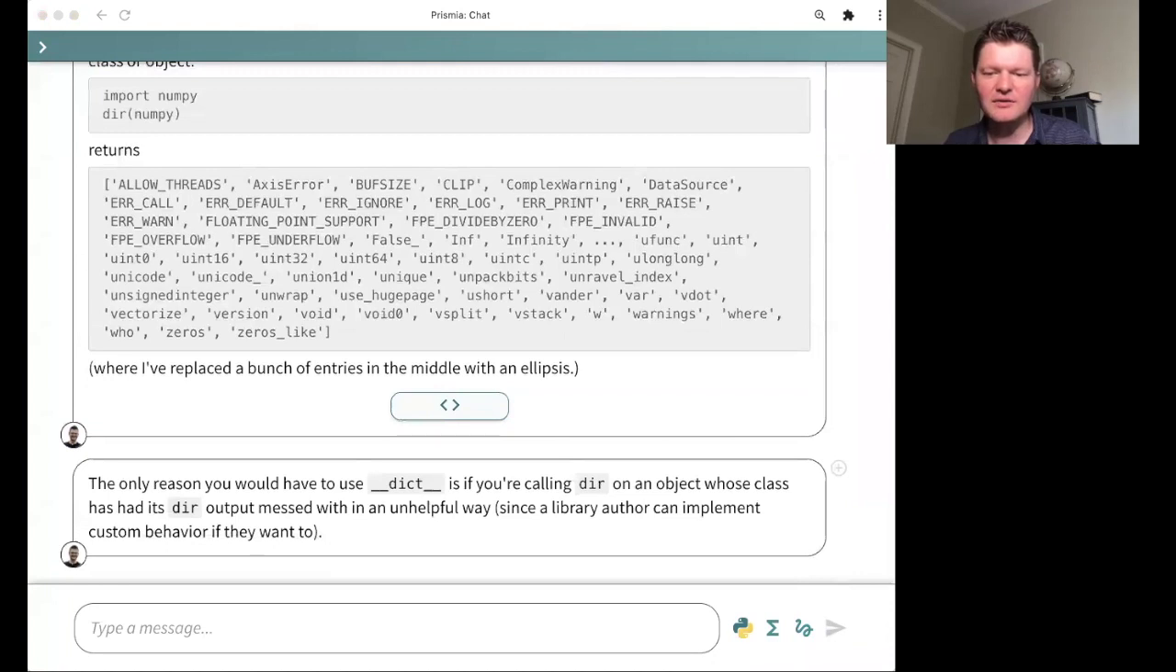In some cases, you do have to use dict instead because sometimes a library author has overridden the behavior of the dir function in such a way that it's not actually giving you all the attributes and it's less helpful for what you're trying to do at the moment. So you do kind of need both of those ideas if you want to have a comprehensive way of accessing all of your object's attributes. Nevertheless, I probably should have said to use dir first instead of the double underscore dict double underscore attribute.